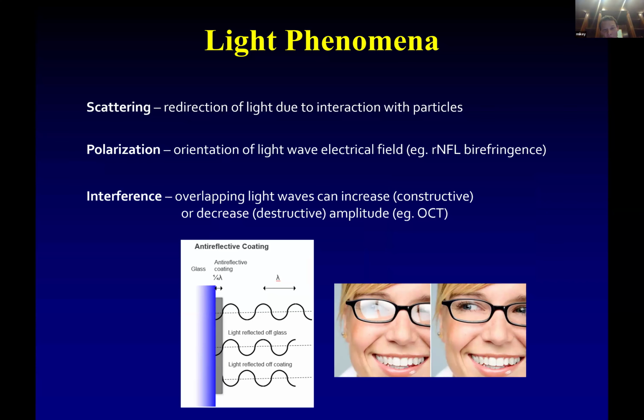Interference. Interference is when light waves overlap and they can constructively interfere, so you get a greater peak or trough, or destructively interfere, so you get less. This is how anti-reflective coating works. You see the glasses on the left do not have the coating, and the glasses on the right do. You basically put a quarter-wavelength thick layer, and the light that bounces off the front and the back of that layer is exactly half a wavelength out of phase, so they destructively interfere and cancel each other out. It's also amazingly the way OCT works. OCT bounces light off the eyeball, has a reference mirror, and uses the interference pattern to create amazing images.